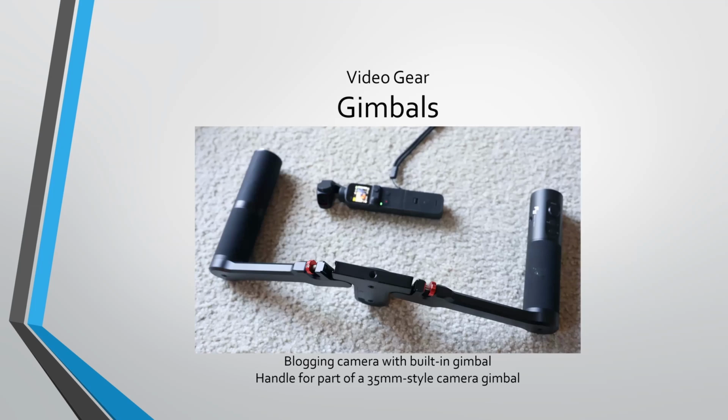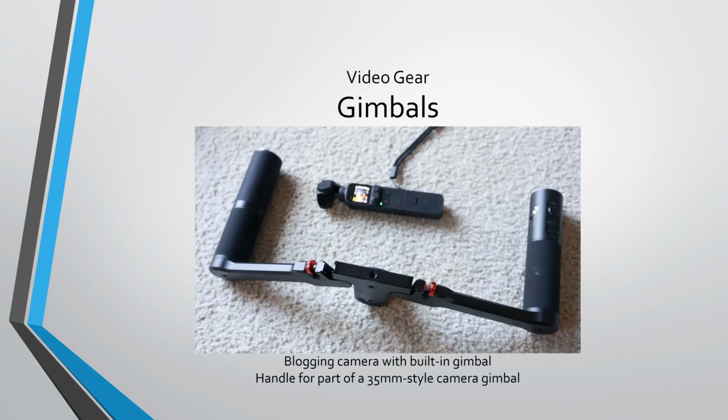So here are a couple of gimbals, or part of a gimbal. The one at the top is my DJI vlogging camera, and the camera is on the left of that device, and it tilts and rolls and pitches as you move around to damp out motion. And the bottom large device is part of a gimbal for my 35 millimeter camera.